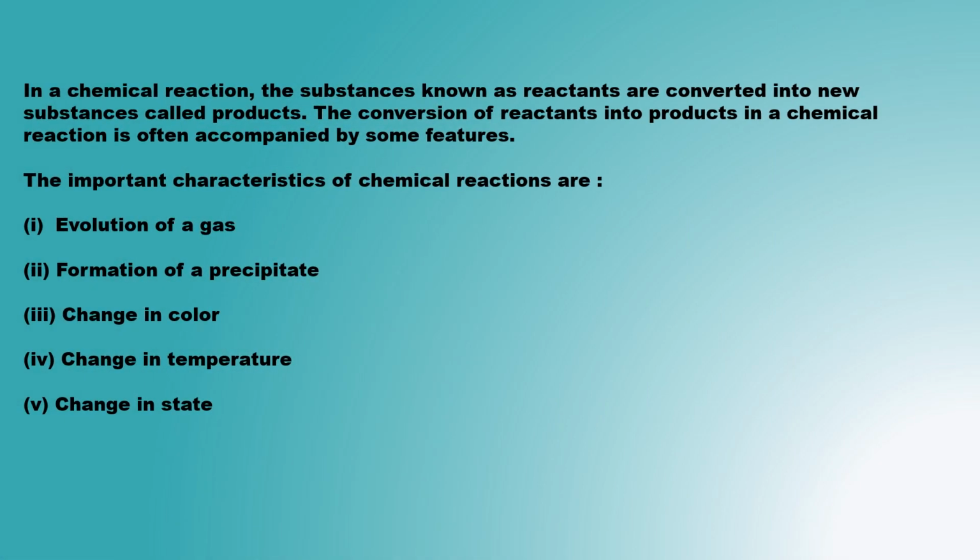Characteristics of chemical reactions. In a chemical reaction, the substances known as reactants are converted into new substances called products. The conversion of reactants into products in a chemical reaction is often accompanied by some features which can be observed easily. The easily observable features, or changes, which take place as a result of chemical reactions are known as characteristics of chemical reactions.